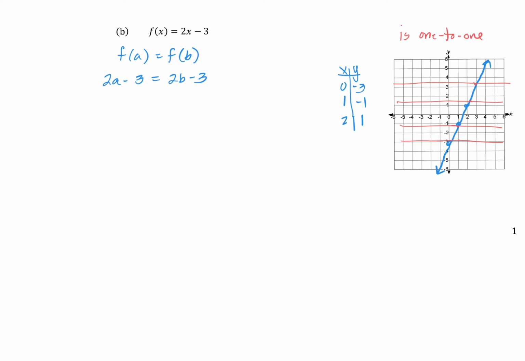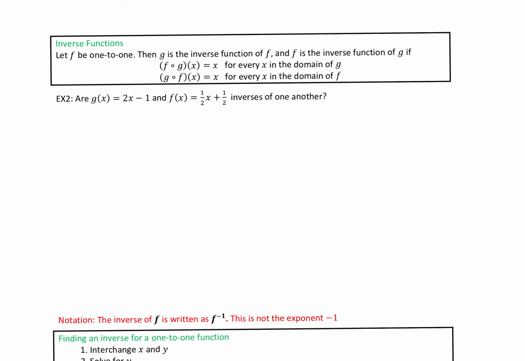And I can. If I add 3 to both sides, we get 2a equal to 2b. And if I divide by 2 on both sides, I get a is equal to b. So we've just shown that y values that are the same give us x values that are the same, and this is true for any a and b in the domain. Thus, we have f is 1-to-1. I know that is abstract, so just let it simmer for a bit and we'll look at some other stuff with inverse functions.